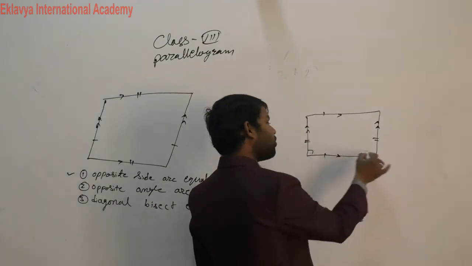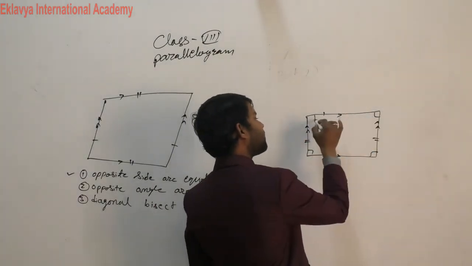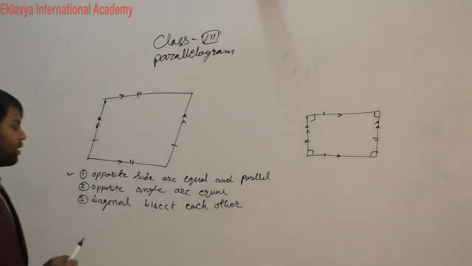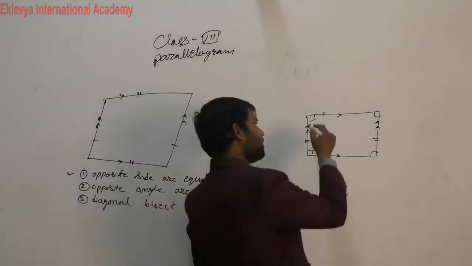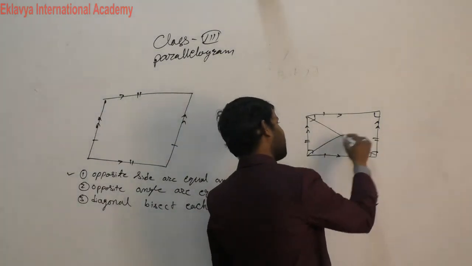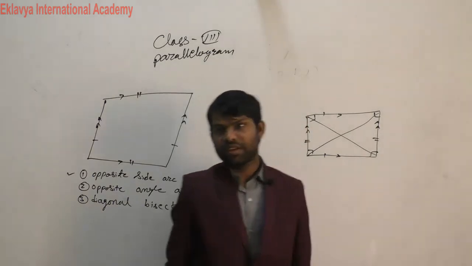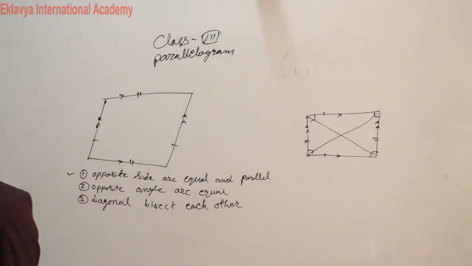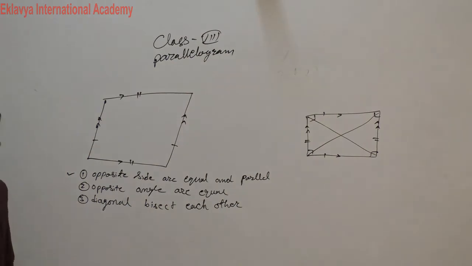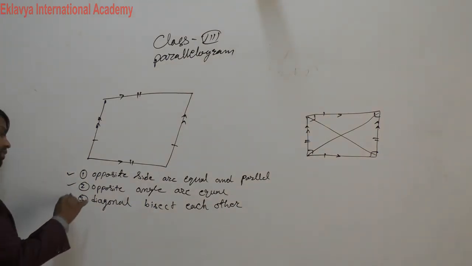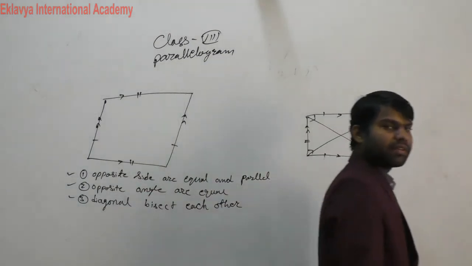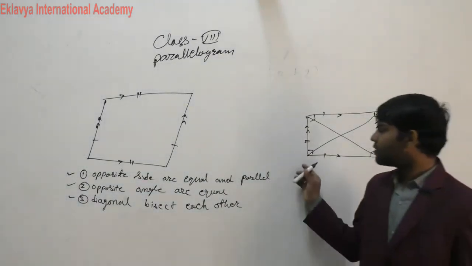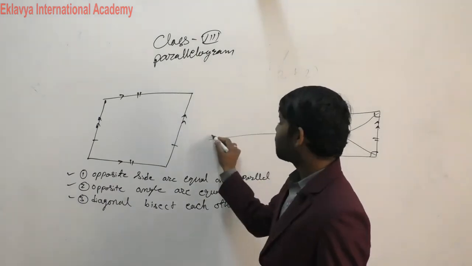Here we know that all angles are 90 degrees. Then in this rectangle we can apply the second property also, that opposite angles are equal. Third one, in the rectangle also diagonals bisect each other. So here the second and third properties we can apply in the rectangle. So we can say a rectangle is a parallelogram.